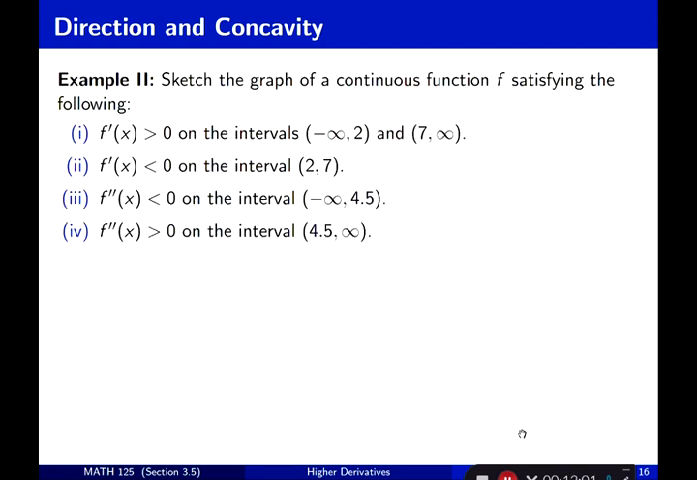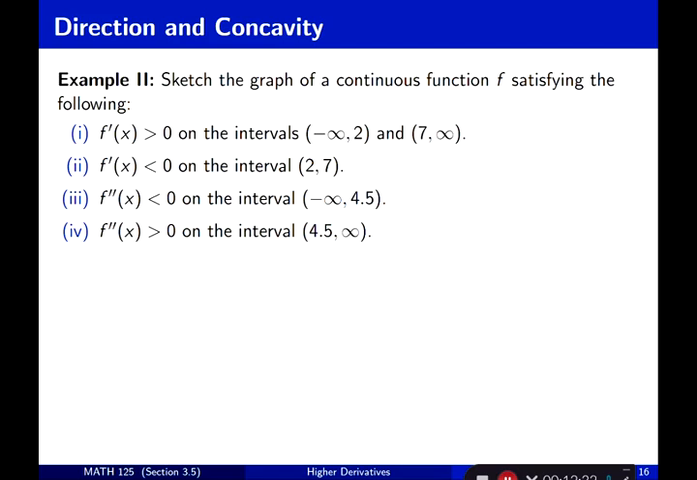Now, sketch the graph of a continuous function f satisfying the following. F prime of x is positive on the intervals negative infinity to 2 and 7 to infinity. F prime of x is negative on the interval 2 to 7. F double prime of x is less than 0 on the interval negative infinity to 4.5. F double prime of x is bigger than 0 on the interval 4.5 to infinity.